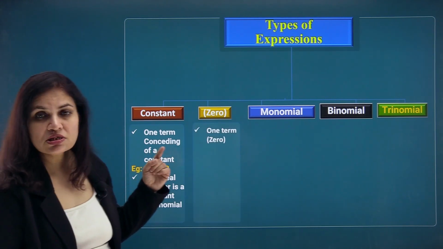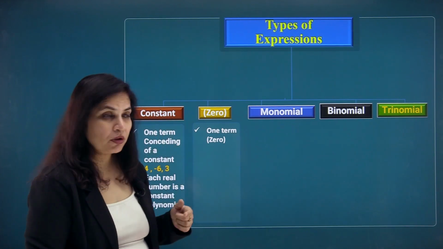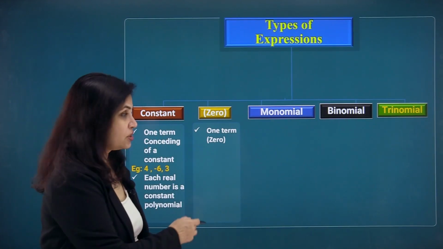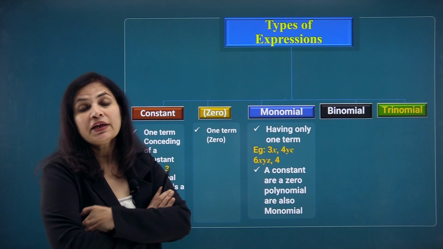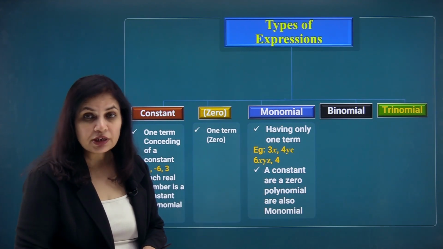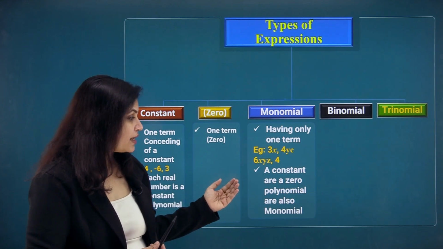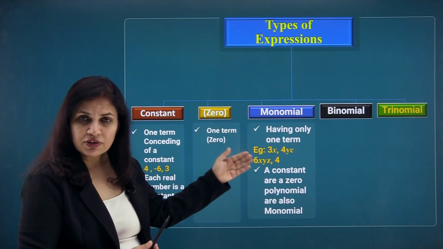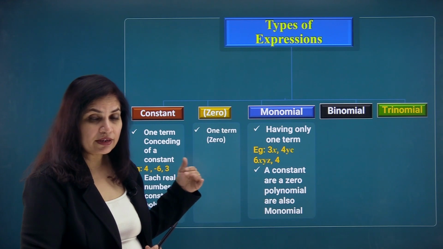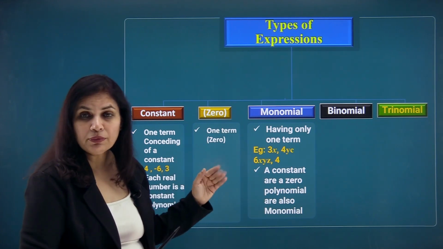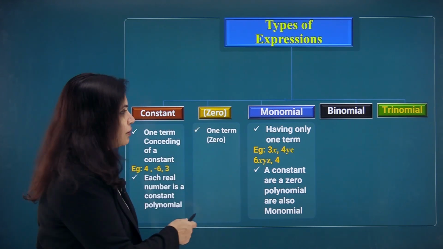When I am talking about a zero expression, which we will later call a zero polynomial, it has only one term which is 0. Monomial will also be a one termed expression, but it may not be a constant value, it may not be a 0, it can take other values like 3x, 4yz, 6xyz or 4. Even a constant expression, which we will later know why it is called a polynomial, is also a monomial because it is having only one term. Both constant and 0 expressions are monomials.